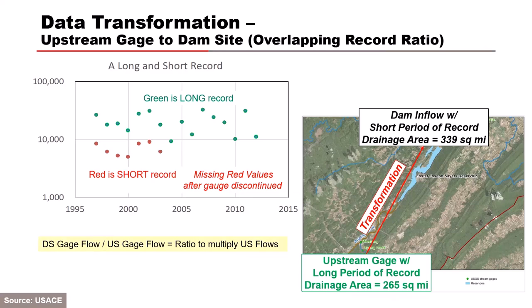And always remember that when you're doing this type of analysis, you want to work with unregulated data for your site of interest, and then any other gauges that you're pulling into your analysis, those should also be unregulated. So if you have regulated data that you could pull into your analysis, you need to go through the process of trying to figure out what those unregulated or natural random flows are.